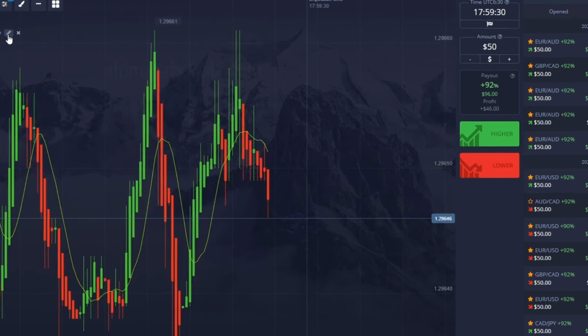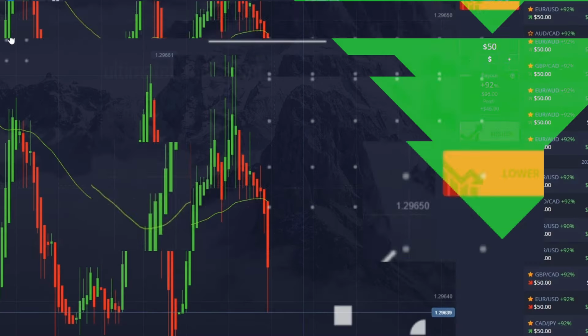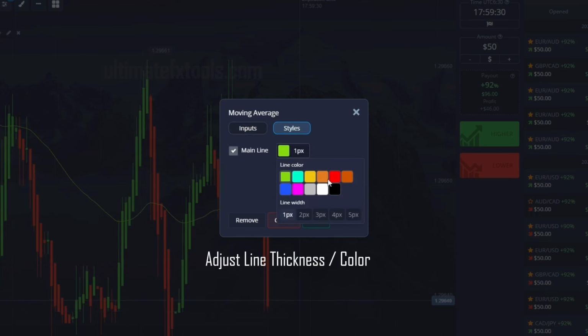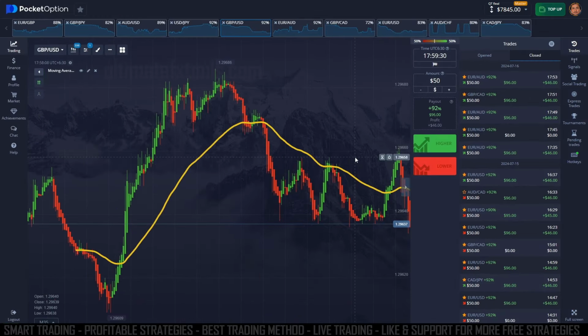Setting our moving average period to 60 and selecting the exponential type, as this is the best method for achieving success. Let's also adjust the line thickness of the moving average indicator to ensure its visibility on our trading chart. We have successfully configured our trading chart.